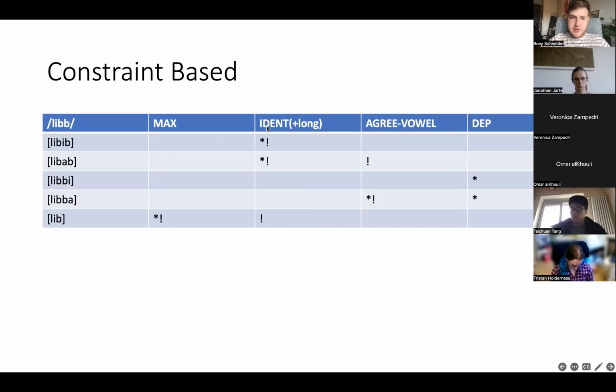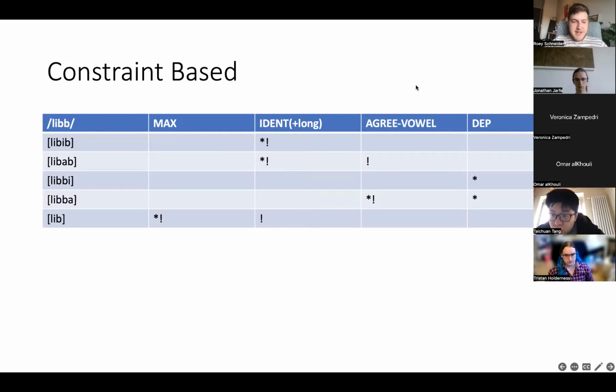So the next constraint, ident long, means please do not change the feature long. So ident could be just please do not change some kind of feature. So in this case, this would be violated by all of these forms that have a vowel between the geminate. I hope this was clear, but it's okay if not.